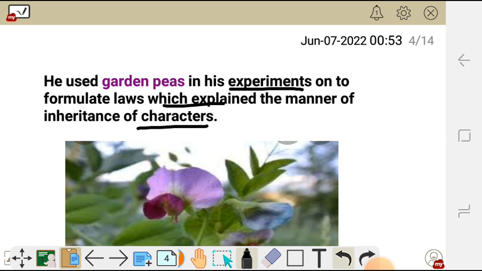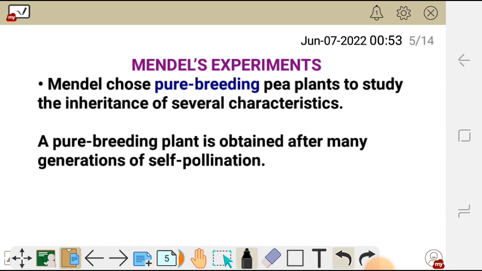So a garden pea is this flower in this picture here. He used this plant in his experiments to come up with laws which explain the manner of inheritance of characters. So how did he do that? Mendel chose what we call pure breeding pea plants to study the inheritance of several characteristics.